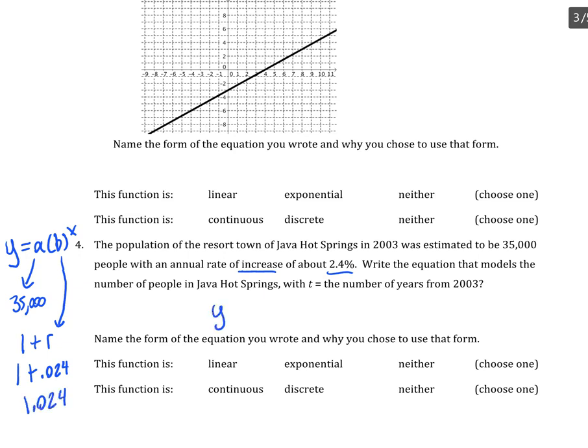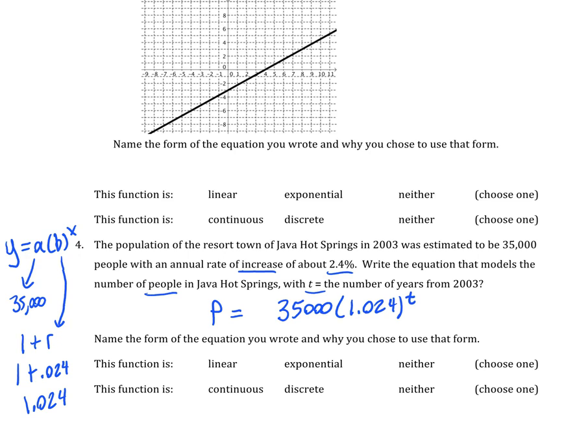So we now have the equation. Instead of y and x, it says t is the number of years, and we're talking about the number of people. So I'll use p. So we'll have p equals 35,000 times 1.024 to the t power. And that would make sense for the scenario.